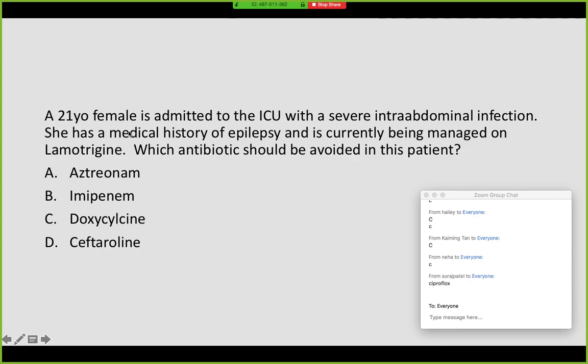Okay. One more here. A 21-year-old female is admitted to the ICU with severe intra-abdominal infection. She has a medical history of epilepsy and is currently being managed on lamotrigine. Which antibiotic should be avoided in this patient?